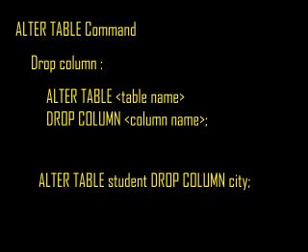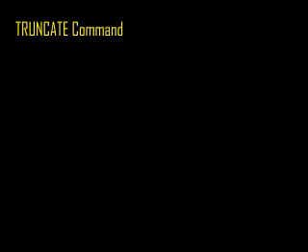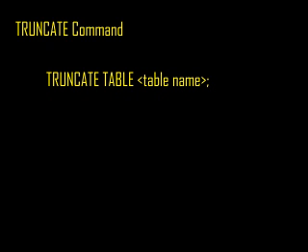Third DDL command is the truncate command. This truncate command is used to delete all the rows from the table. What is the use of this one? Used to delete all rows. All rows means all records in the table. It only deletes the records but not the table. The table structure remains there, it only frees the space.